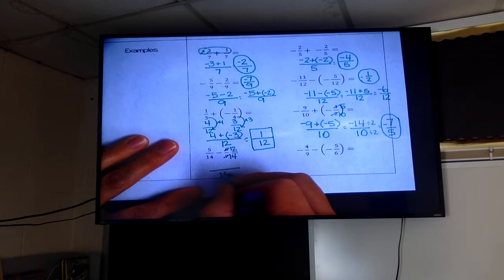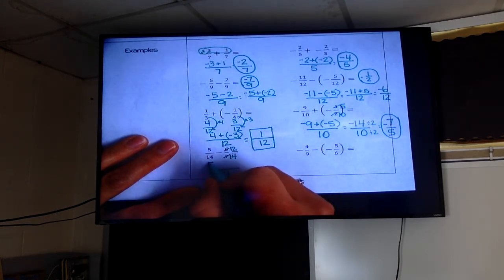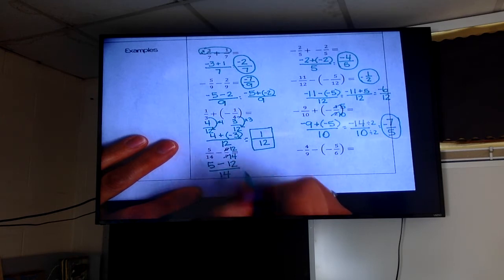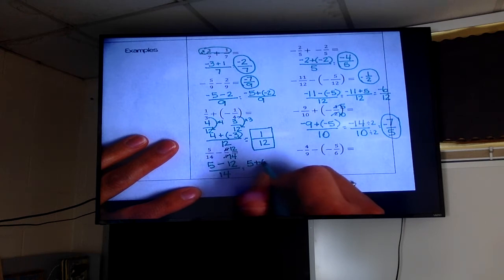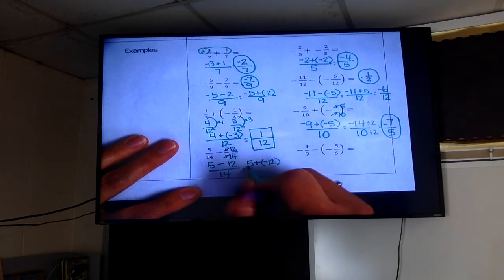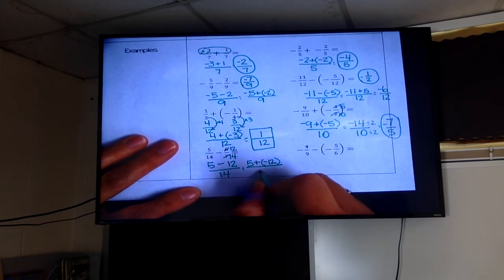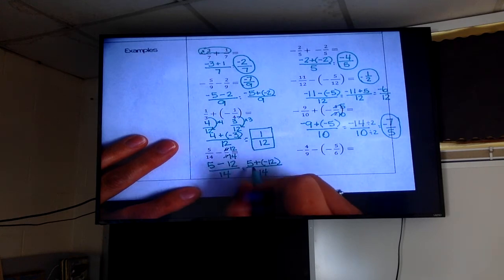So again, I rewrite. My denominator stays the same. I'm going to look at the top. I have 5 minus, and we turn that into a 12. So 5 minus 12. Okay, subtraction. So you leave, change, opposite. Again, you're not ready yet to get rid of that, so please keep doing it. Okay, and then 14 stays on the bottom. Now I'm going to go ahead and solve it.